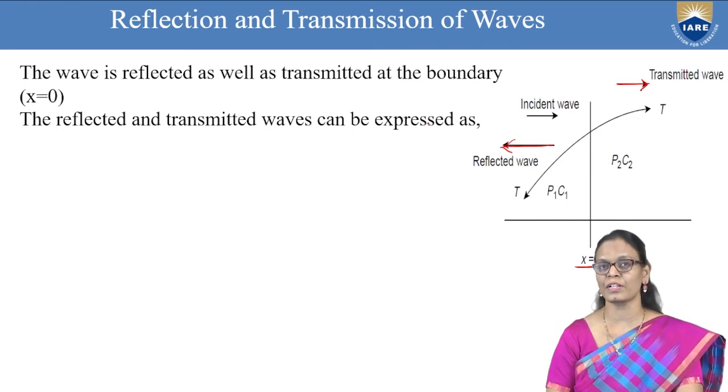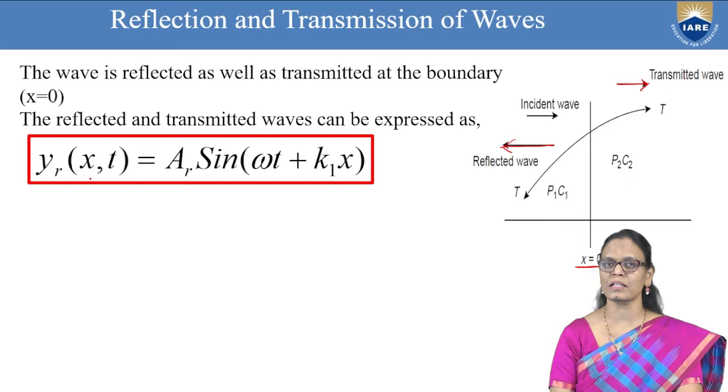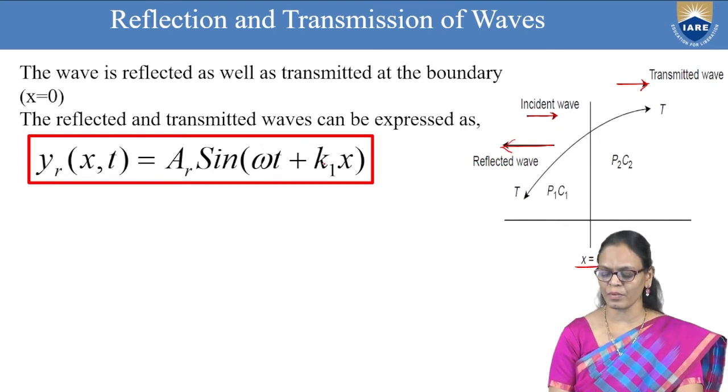So how are we denoting the reflected wave? The reflected wave is given by YR(x,t), again the variables. YR denotes the displacement in case of a reflected wave, equal to AR sin(omega t plus k1x). If you see here, for the incident wave we have taken AI sin(omega t minus k1x). Here we are taking the reflected wave, and these two are opposite in direction.